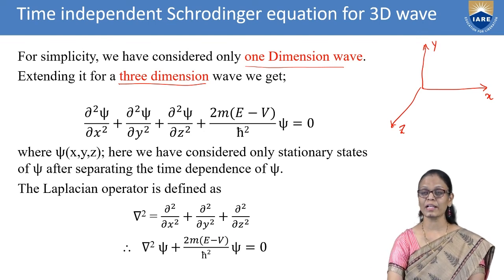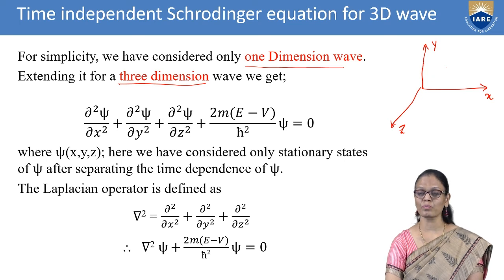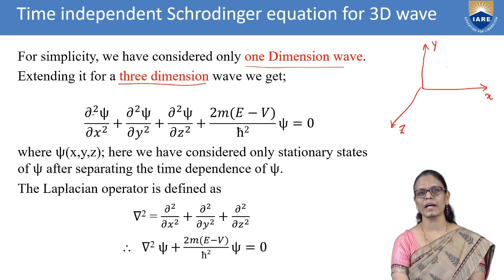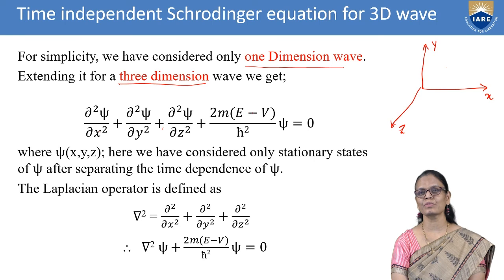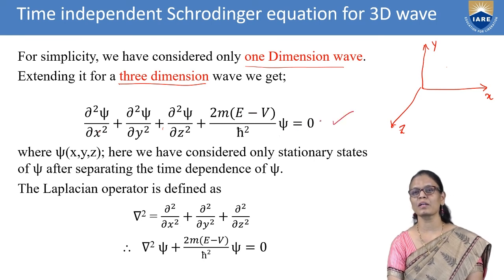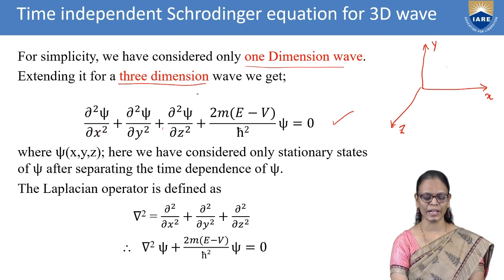Now I have to extend it, or express its position, with respect to the x-coordinate, y-coordinate and also the z-coordinate. So I'll write it as ∂²ψ/∂x² + ∂²ψ/∂y² + ∂²ψ/∂z², with all the three, plus 2m(E − V)/ħ² ψ = 0. So this is the equation which we have in three dimensions.